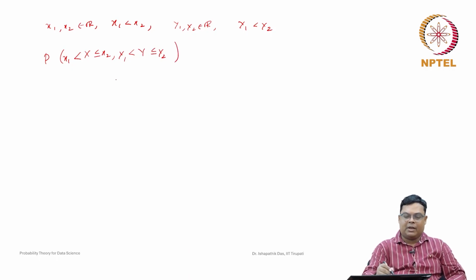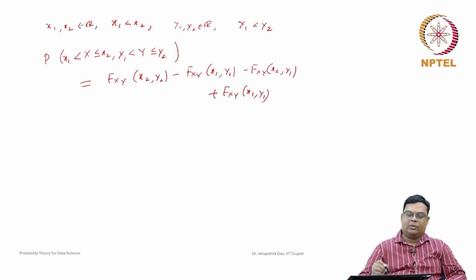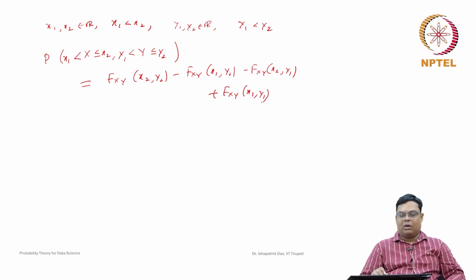What will be this probability? This probability can be represented as Fxy of x2 y2 minus Fxy of x1 y2 minus Fxy of x2 y1 plus Fxy of x1 y1. So, this is the probability.